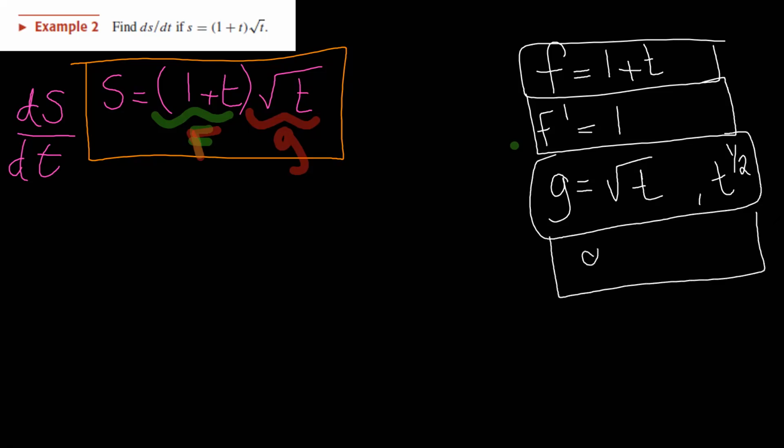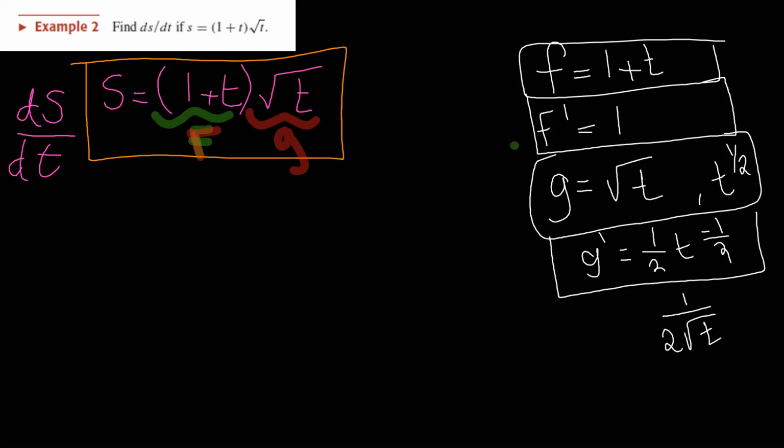Yes. I want now to find G prime. For each function, you have to find its derivative. What will be G prime? Half t to the power negative half. Or you can write it as half times 1 over t to the power half, which is the square root of t, and 2 down, which is 1 over 2 square root of t.